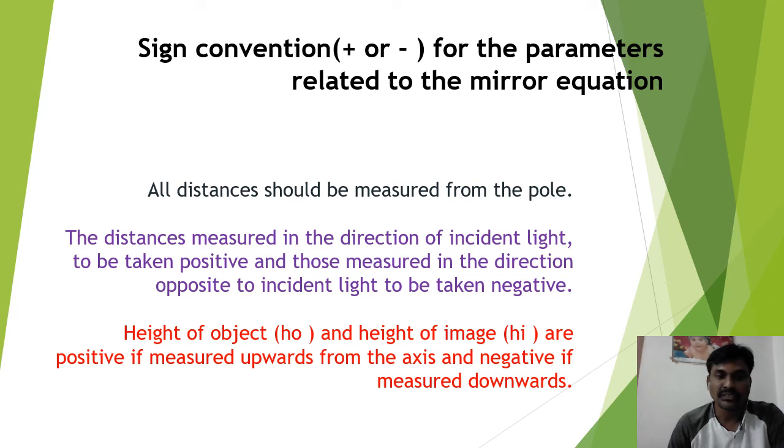Height of object HO and height of image HI are positive if measured upwards from the axis and negative if measured downwards.